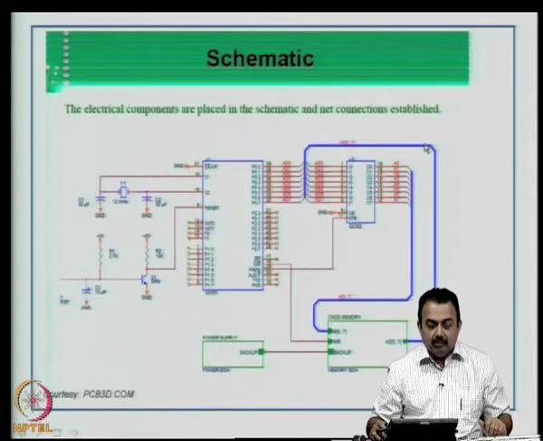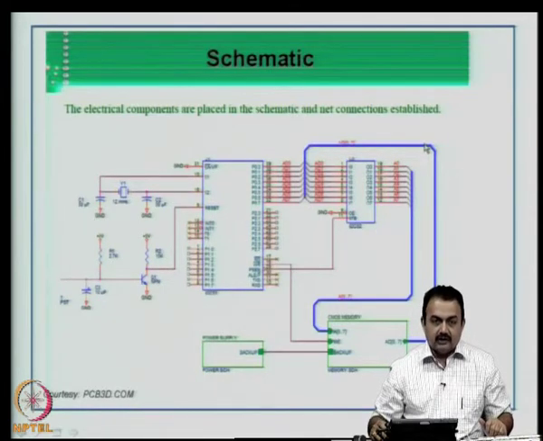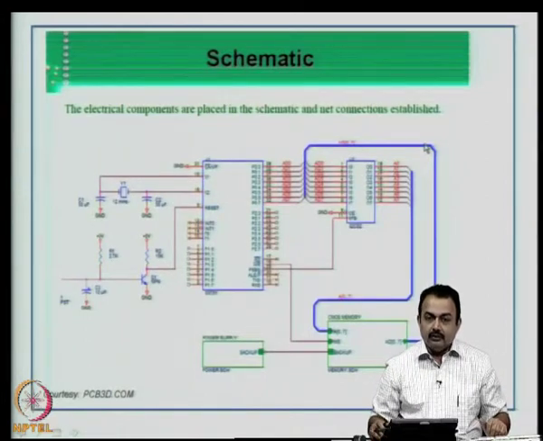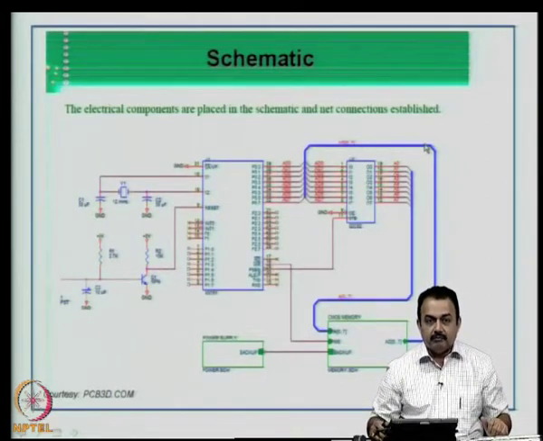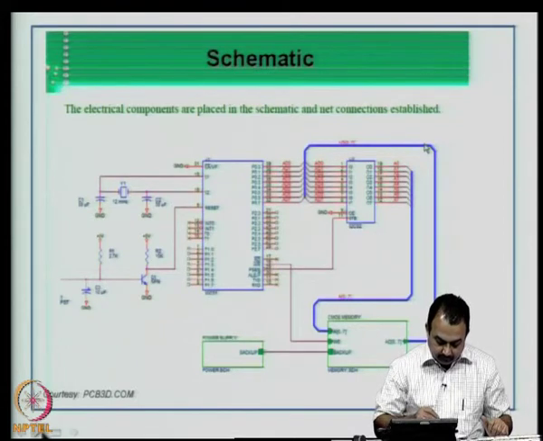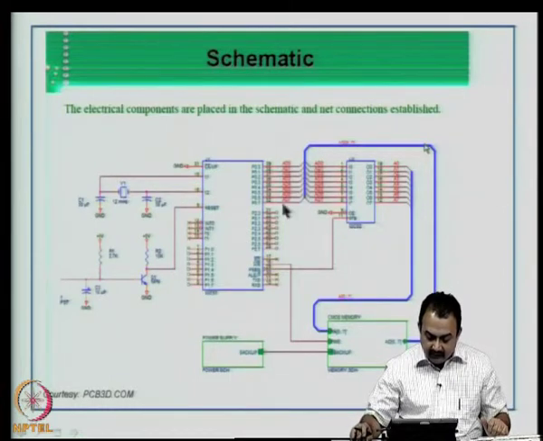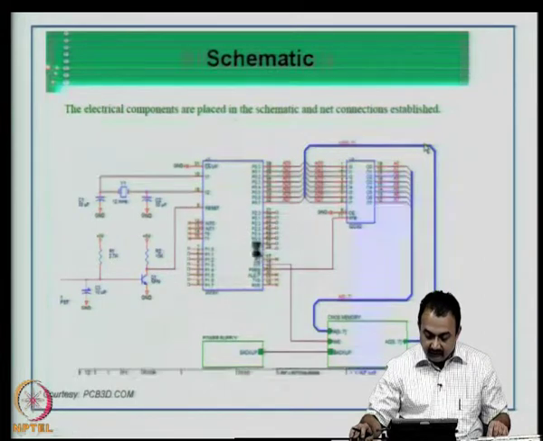We have seen what is a schematic. The electrical components are placed in the schematic screen and the net connections are established. So, you can have about 100 components placed, actives and passives, and they are interconnected. So, that will complete the schematic part of the CAD program. So, as you can see, IEEE symbols are used, various passive devices are used, and then they are interconnected.